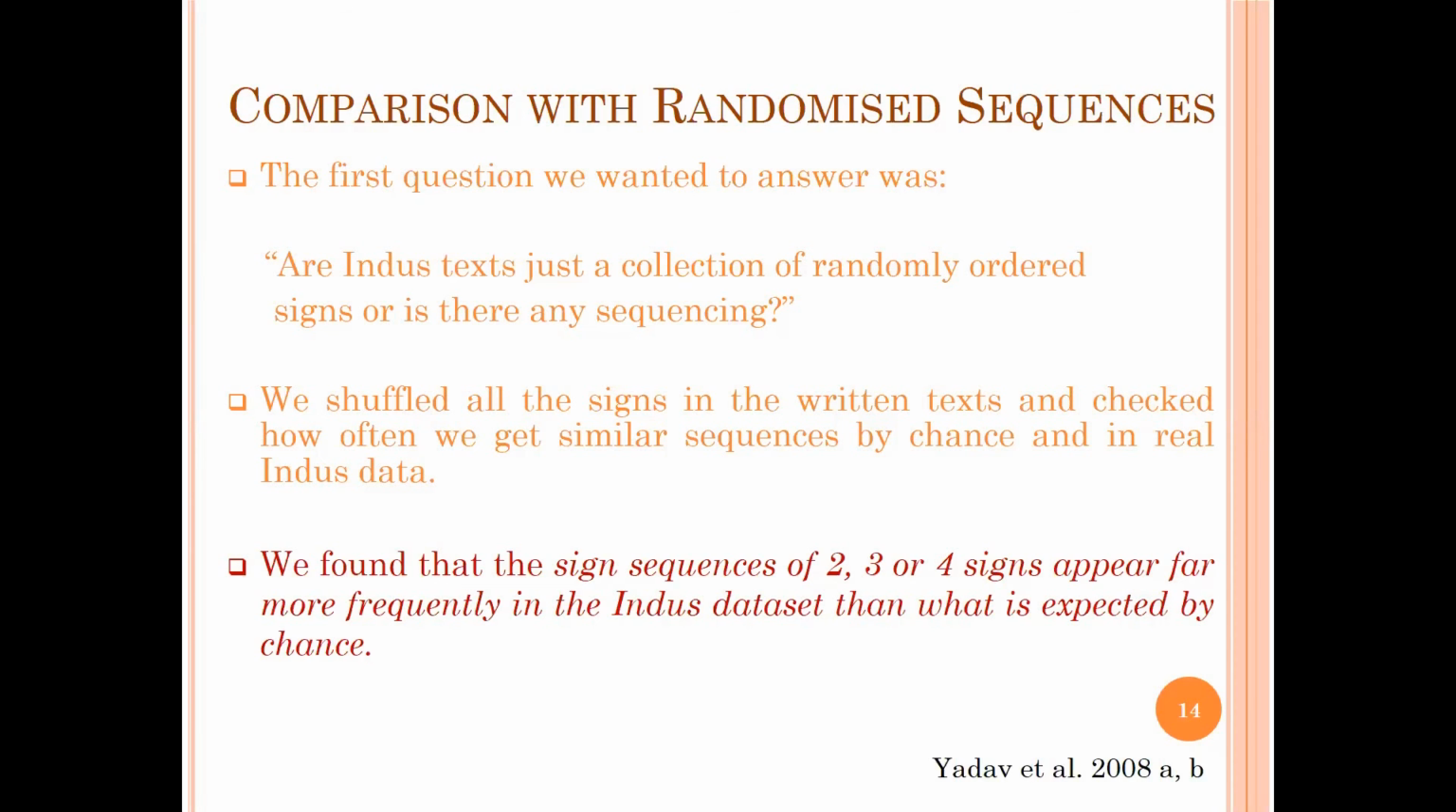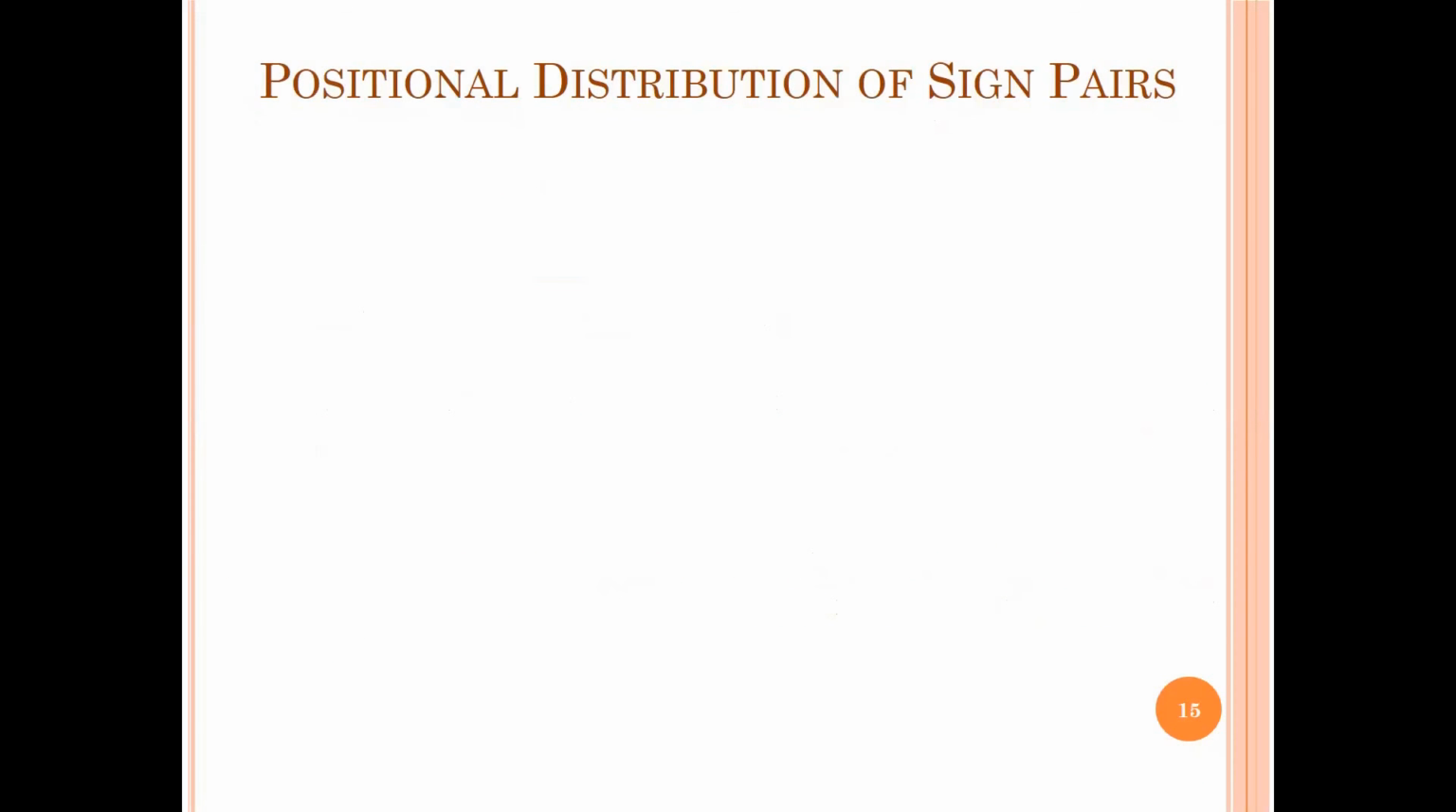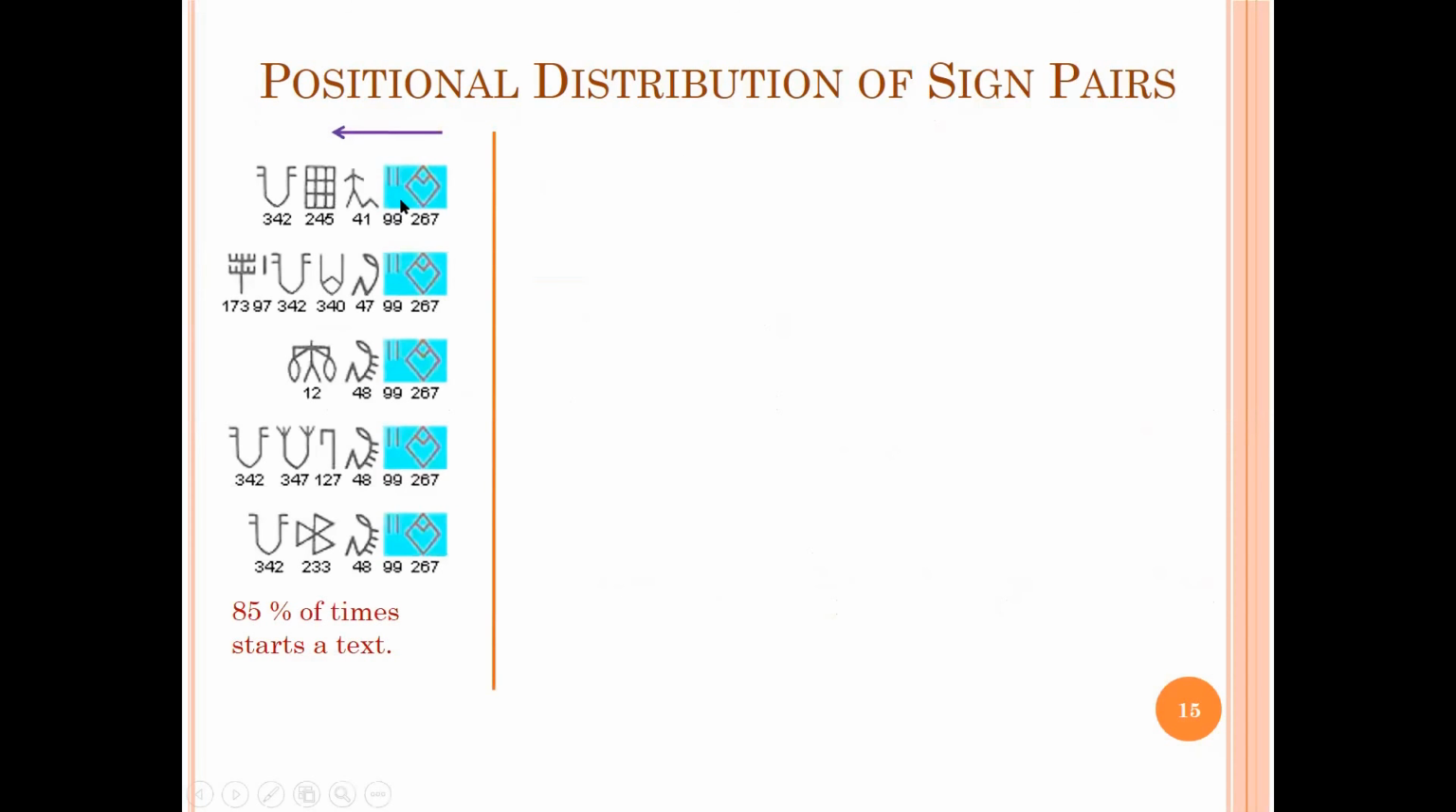So that brought us to the next level of the analysis, where we analyze the positional distribution of these frequent sign sequences. This slide shows you the results of the positional distribution pattern of sign pairs. Now, this is the most frequent pair in the corpus of the index writing, that is 267 followed by sign number 99. And in 85% of its total occurrences, it appears at the beginning of the text.